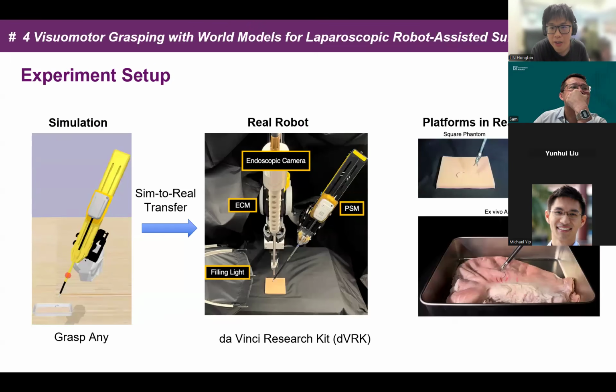So we evaluate the sim-to-real transfer for our controller. For the real robot, we deploy our controller to the dVRK. The grasping task is carried out on two types of phantom-based platforms, a square phantom and a multi-level phantom, as well as on an ex vivo animal platform using a porcine stomach.